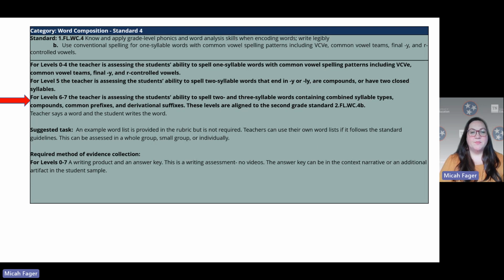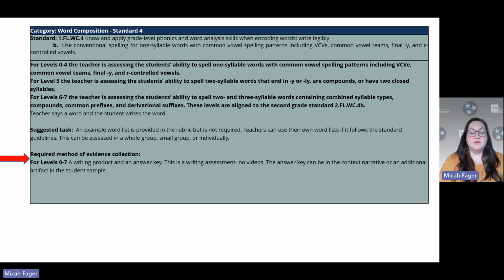FLWC 4B. For all levels, the teacher will assess by saying a word and the student will write the word. In the suggested task portion, it lets you know that an example word list is provided in the rubric, but it is not required. Teachers are able to use their own word lists as long as it follows the standard guidelines. This standard may be assessed with students' whole group, in small groups, or students can be assessed individually.